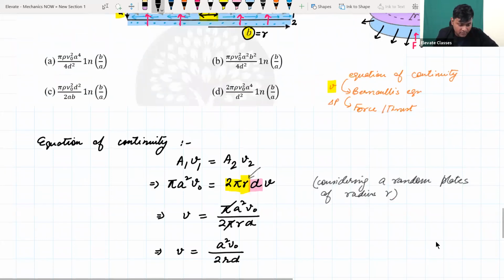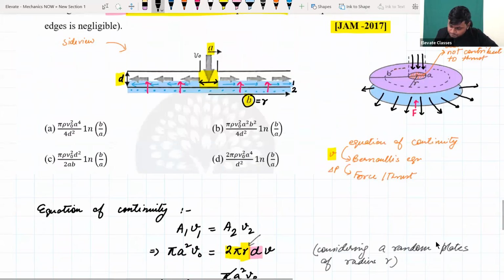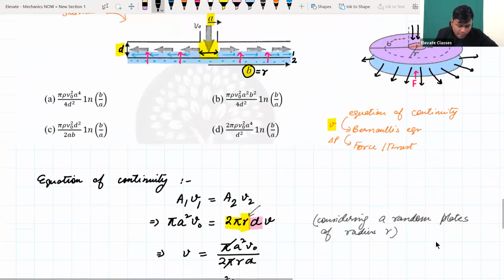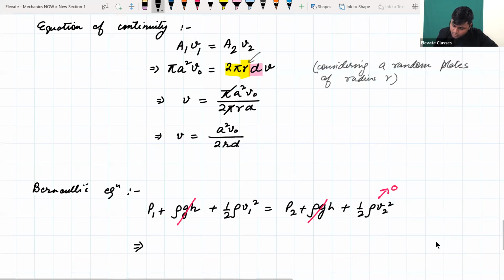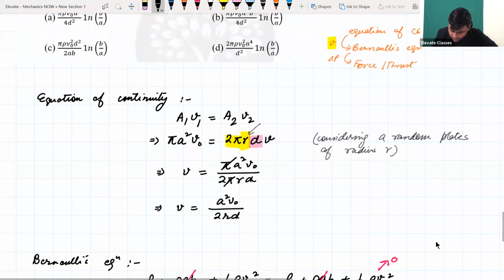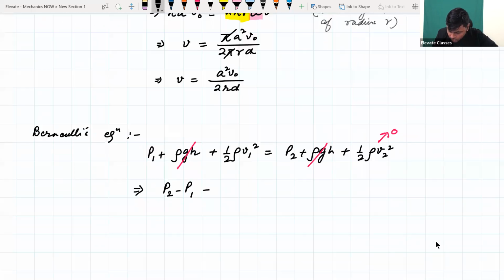So I'm going to write this as P2 minus P1 is equal to half rho v square. So this v square, basically, is v1 squared, v1 is equal to v, nothing else. So therefore the pressure difference comes from half rho v square.